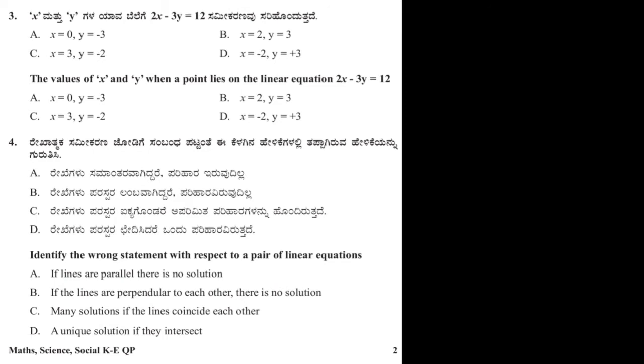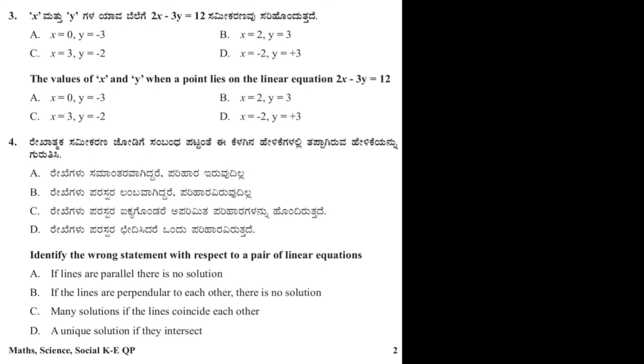First one we have x is equal to 0, y is equal to minus 3. By substituting x is equal to 0 and y is equal to minus 3, we will get plus 9. But we are not getting 12, so therefore that's not possible. Next one B, if we substitute x is equal to 2, y is equal to 3, we will get minus 5. That's also not possible.